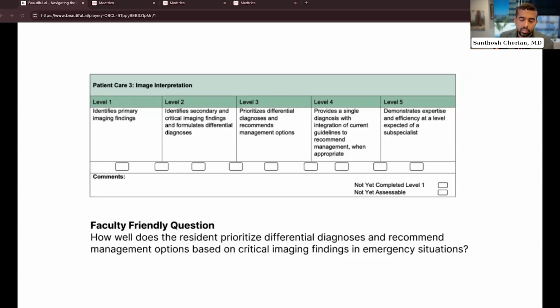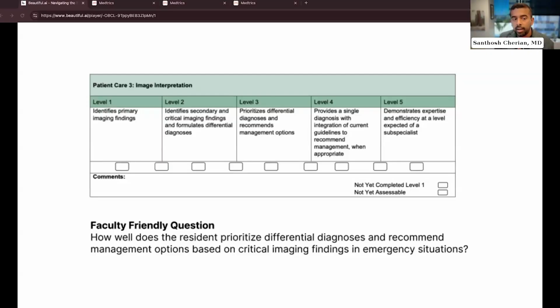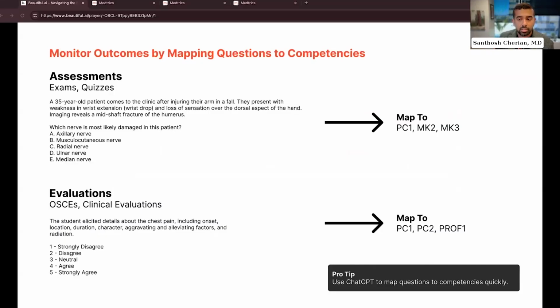But if you create something that incorporates their specialty into it, for example, for me, if you're asking me about critical findings or in emergency situations, because I do emergency radiology, then I'm going to care more about this question than this generic question. It looks like it was created for me. But behind the scenes, this question is going to be mapped to a standardized milestone that the school needs to report on, or the organization needs to report on to ACGME. And the cool thing is, with AI, we can do some of this faster.